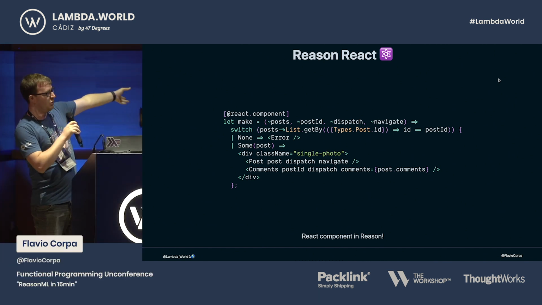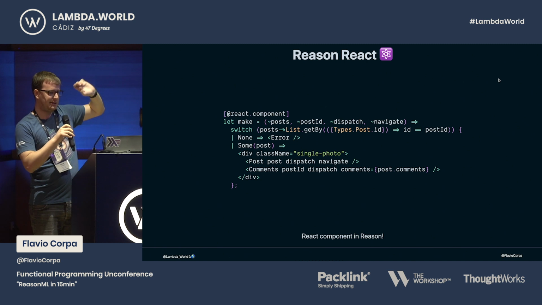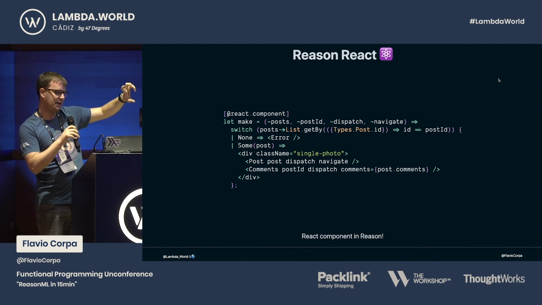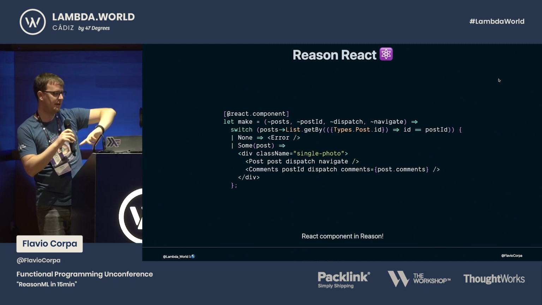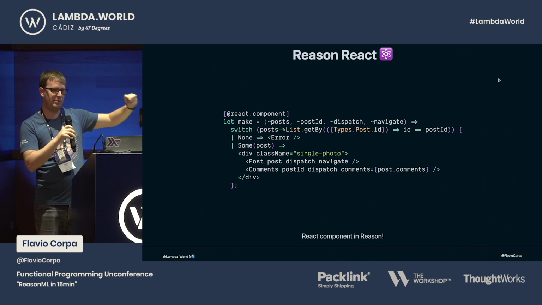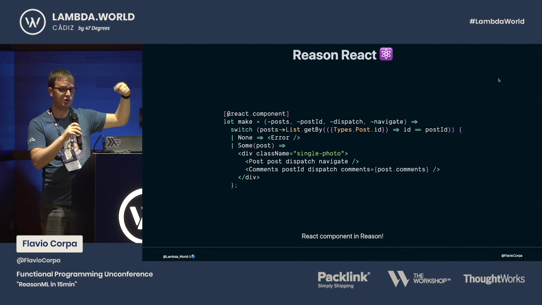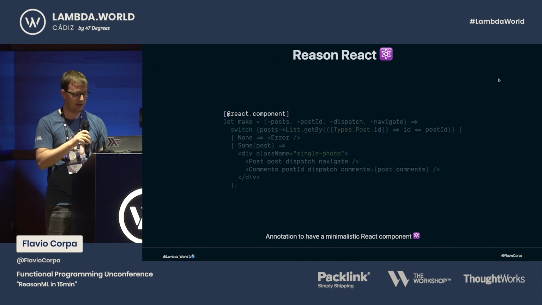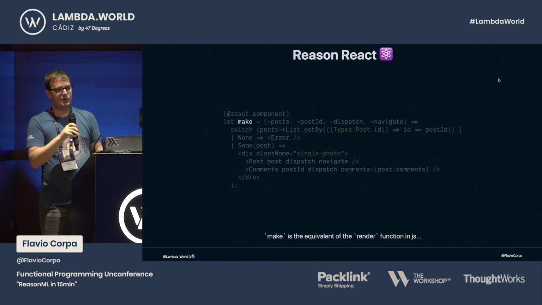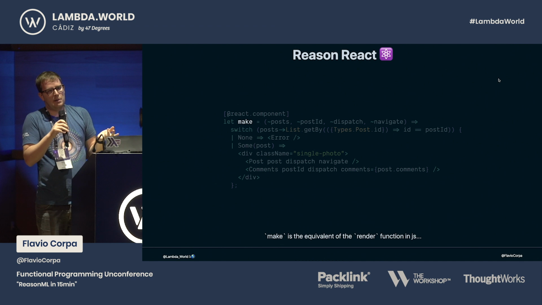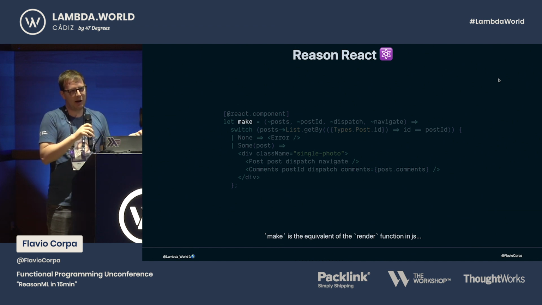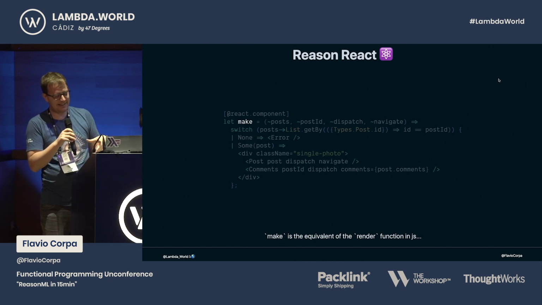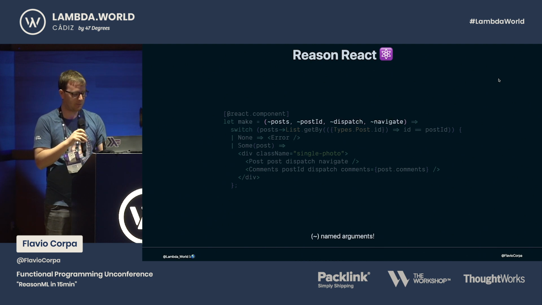And we have to tell the BuckleScript compiler, which is the compiler that translates OCaml code to JavaScript, that we want a very minimalistic React component in the end, just a function. That's why we have that weird annotation. And then in React, if you have done React, it's all about render functions. But in OCaml, they're called make. That's the default function from the module.